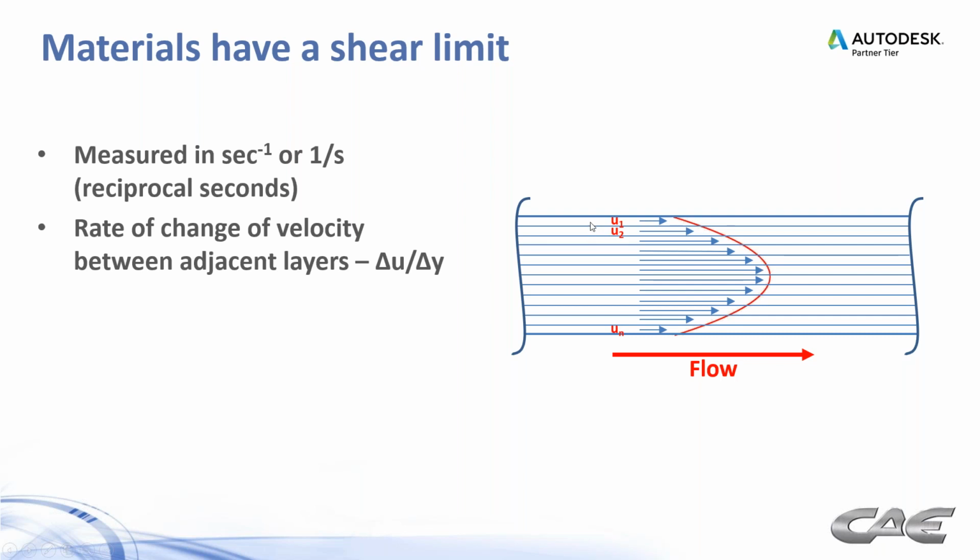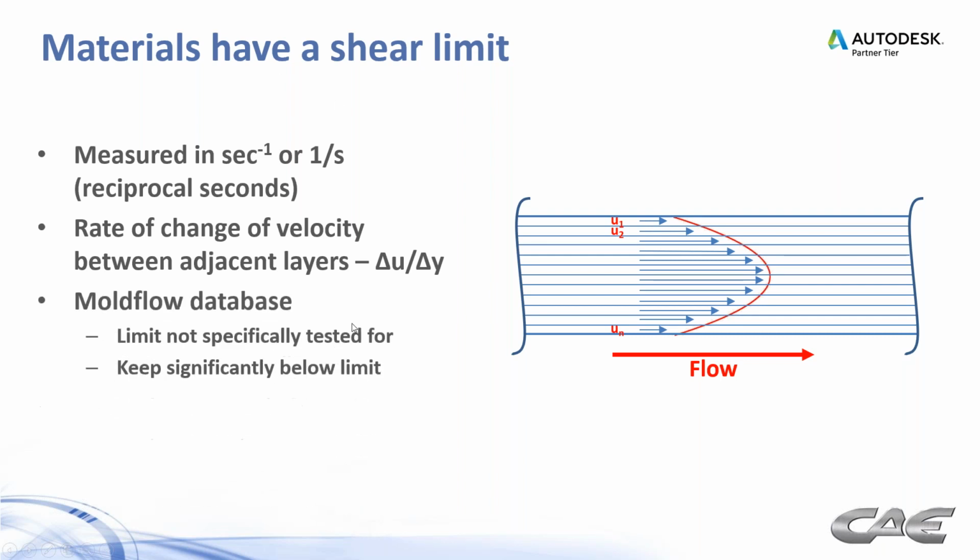So the distance between the first two layers and the second two layers and all that is all the same. That doesn't change as you move through the thickness, but the velocities do change, and you see the biggest delta U's out here in those outer layers. So you typically see the biggest shear out near the skin of the wall. So that's what shear is, and every material has a shear limit.